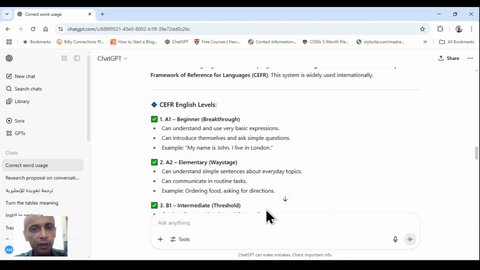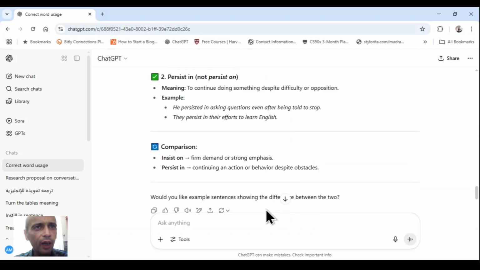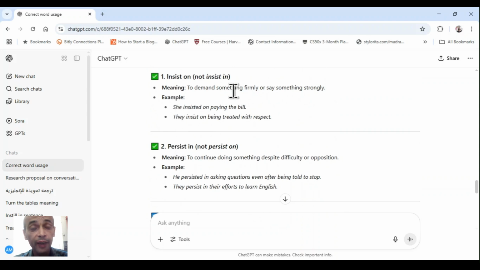Another word I consulted ChatGPT about, but it's not here. Insist in and insist on. What's the difference? I had doubts. I don't know very well about the correctness of these two words. The preposition that comes after insist is on, not insist in. I had doubts, so I consulted ChatGPT. It gave me the right answer. Insist on, not insist in. The preposition in, you use it with persist. To persist in. So I consulted ChatGPT about the use of prepositions after insist and persist. So my mastery of the language has improved a lot.